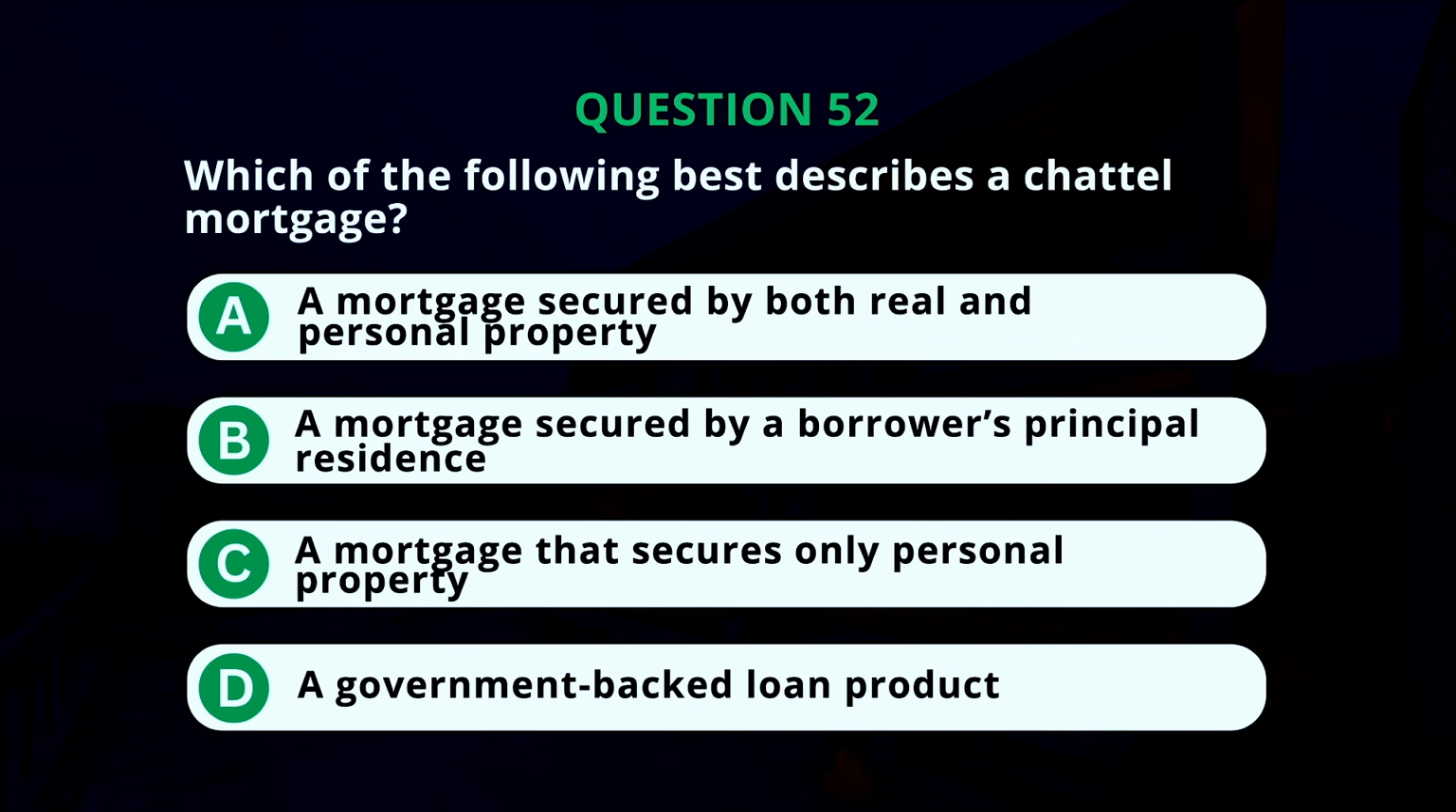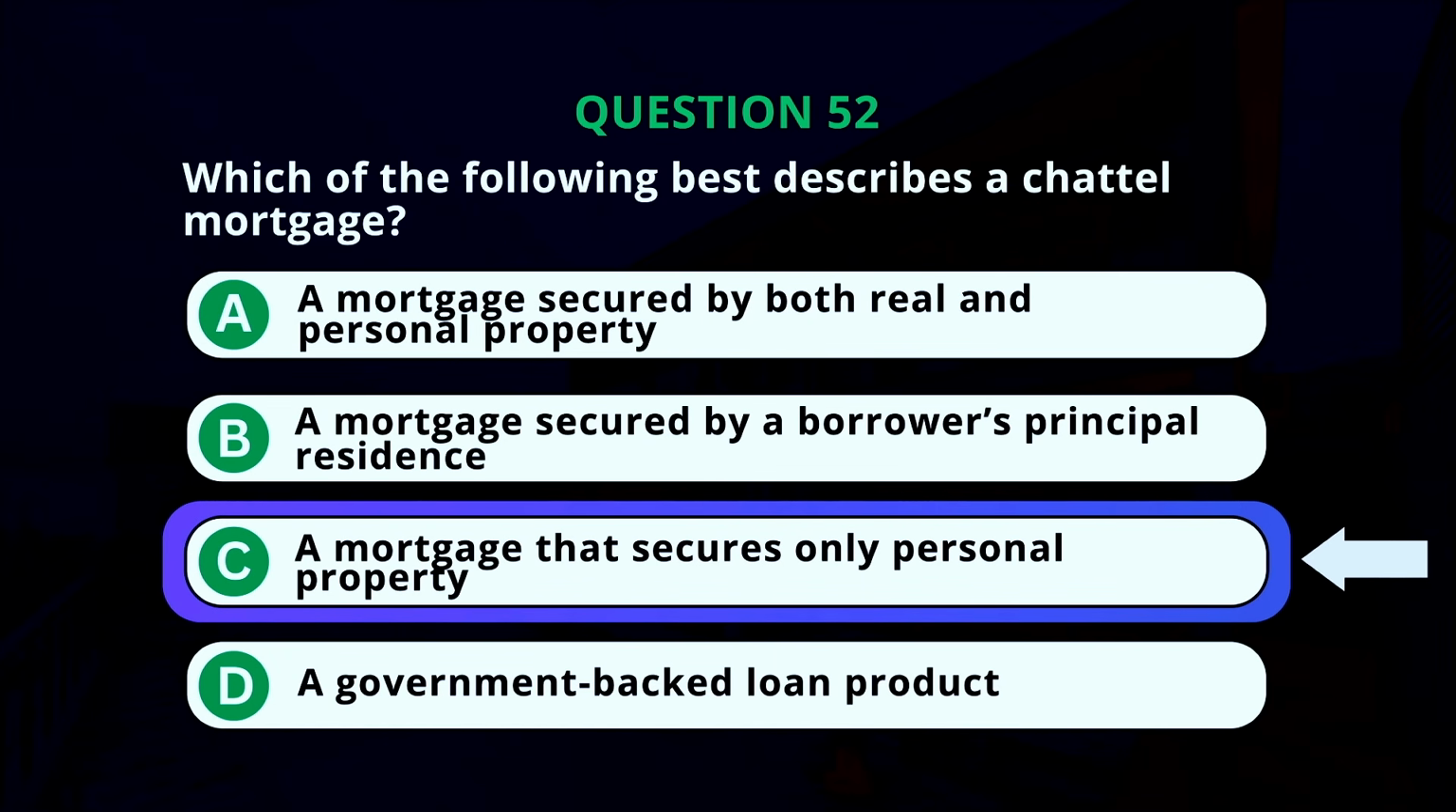Question number 52. Which of the following best describes a chattel mortgage? Letter A, a mortgage secured by both real and personal property. Letter B, a mortgage secured by a borrower's principal residence. Letter C, a mortgage that secures only personal property. Letter D, a government-backed loan product. And the answer? Letter C, a mortgage that secures only personal property.